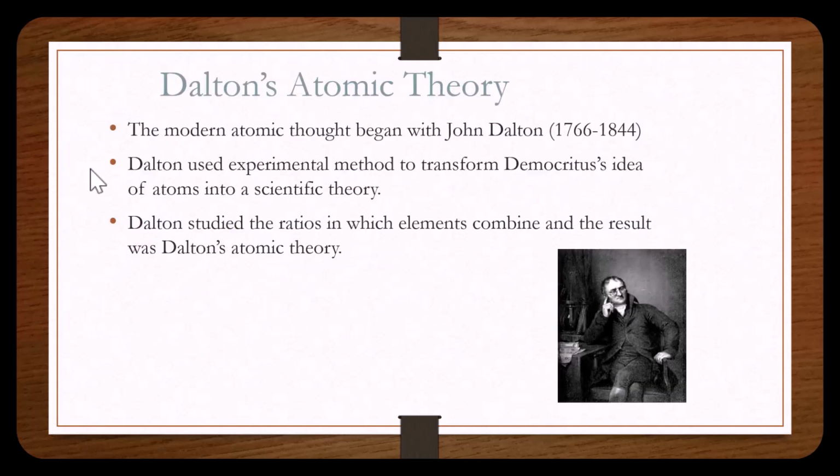The modern atomic thought began with John Dalton. Dalton used experimental methods to transform Democritus' ideas of atoms into scientific theory. Dalton studied the ratios in which elements combined, and the results were Dalton's atomic theory.